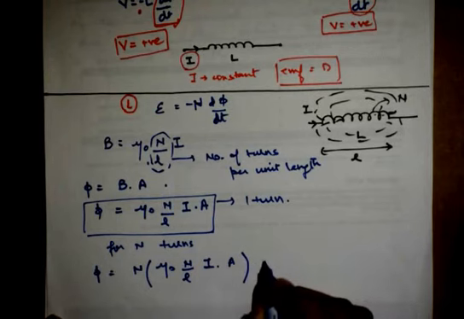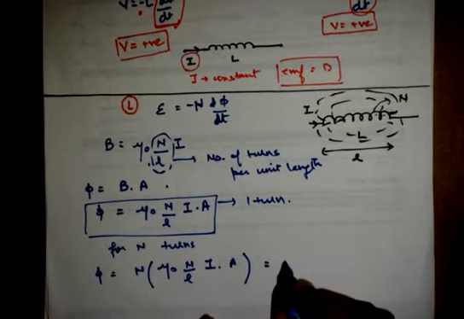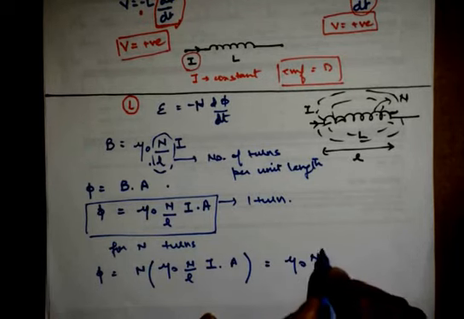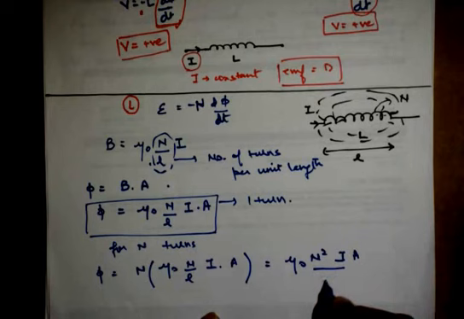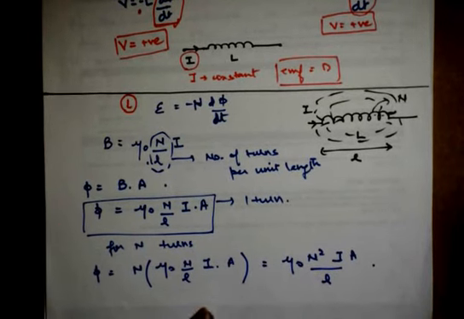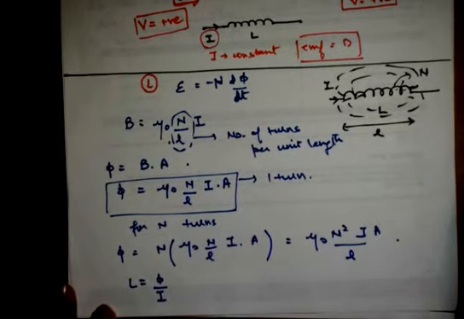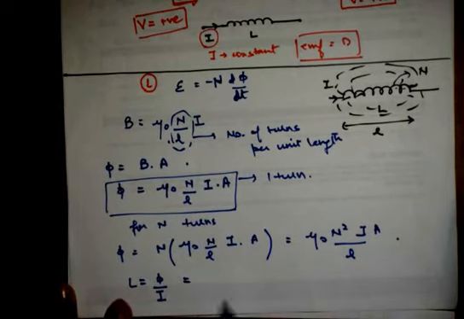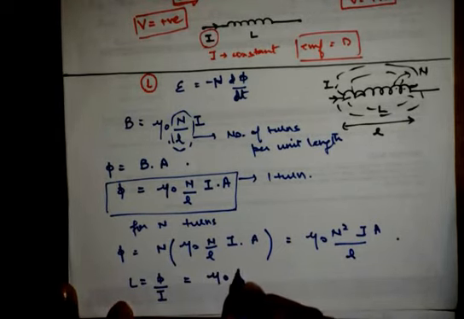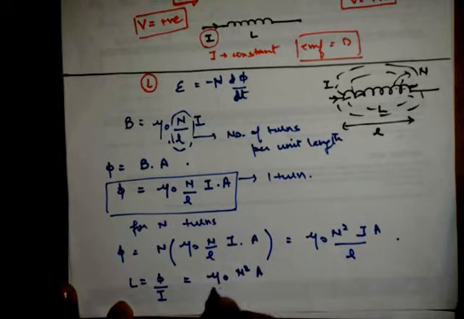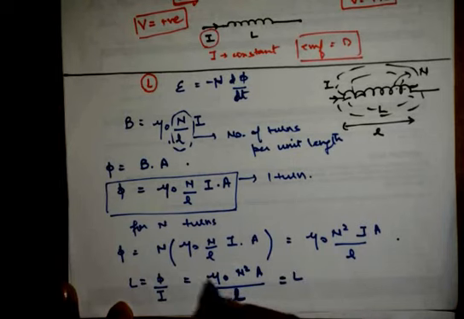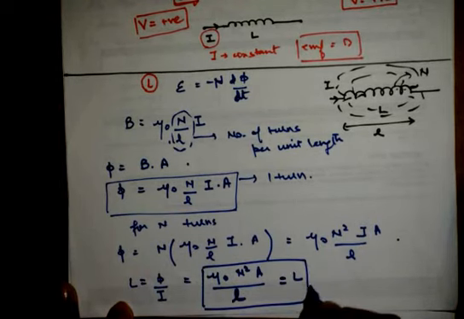So we will rearrange it a little. So we'll get mu naught N square I A over L. So this is the flux through N number of turns. Now we know the value of L, the self-inductance. It is phi over I. So we'll substitute the value of phi. That means mu naught N square A over L. Sorry, capital L. This is the value of the self-inductance.